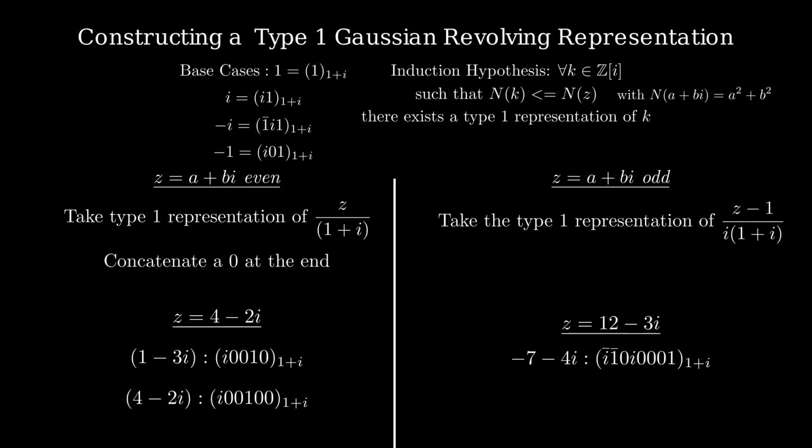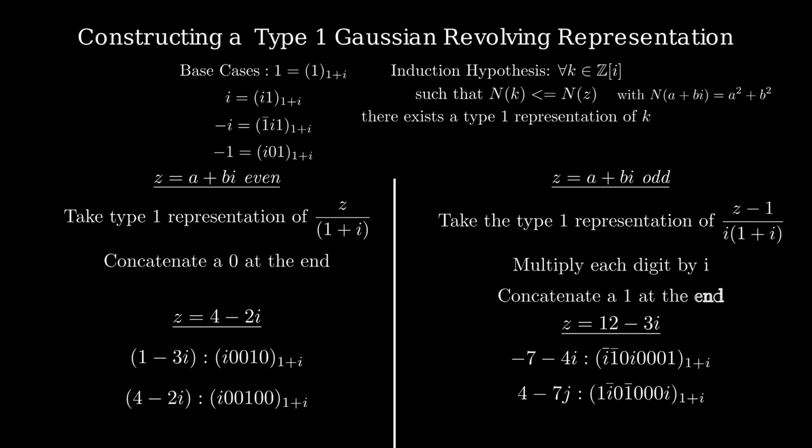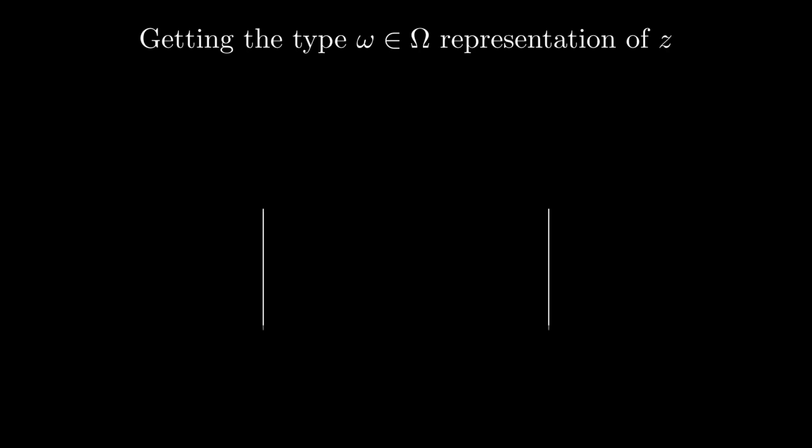Then we're going to multiply each digit of the representation by i. This gives us a representation of (z minus 1) divided by (1 plus i), a better representation of type i. And then we're going to concatenate 1 at the end. This works because it keeps the rotating property, and it multiplies by 1 plus i and adds 1, giving us back a representation of z. Thus, we can have a type 1 representation for any z, thanks to the induction.